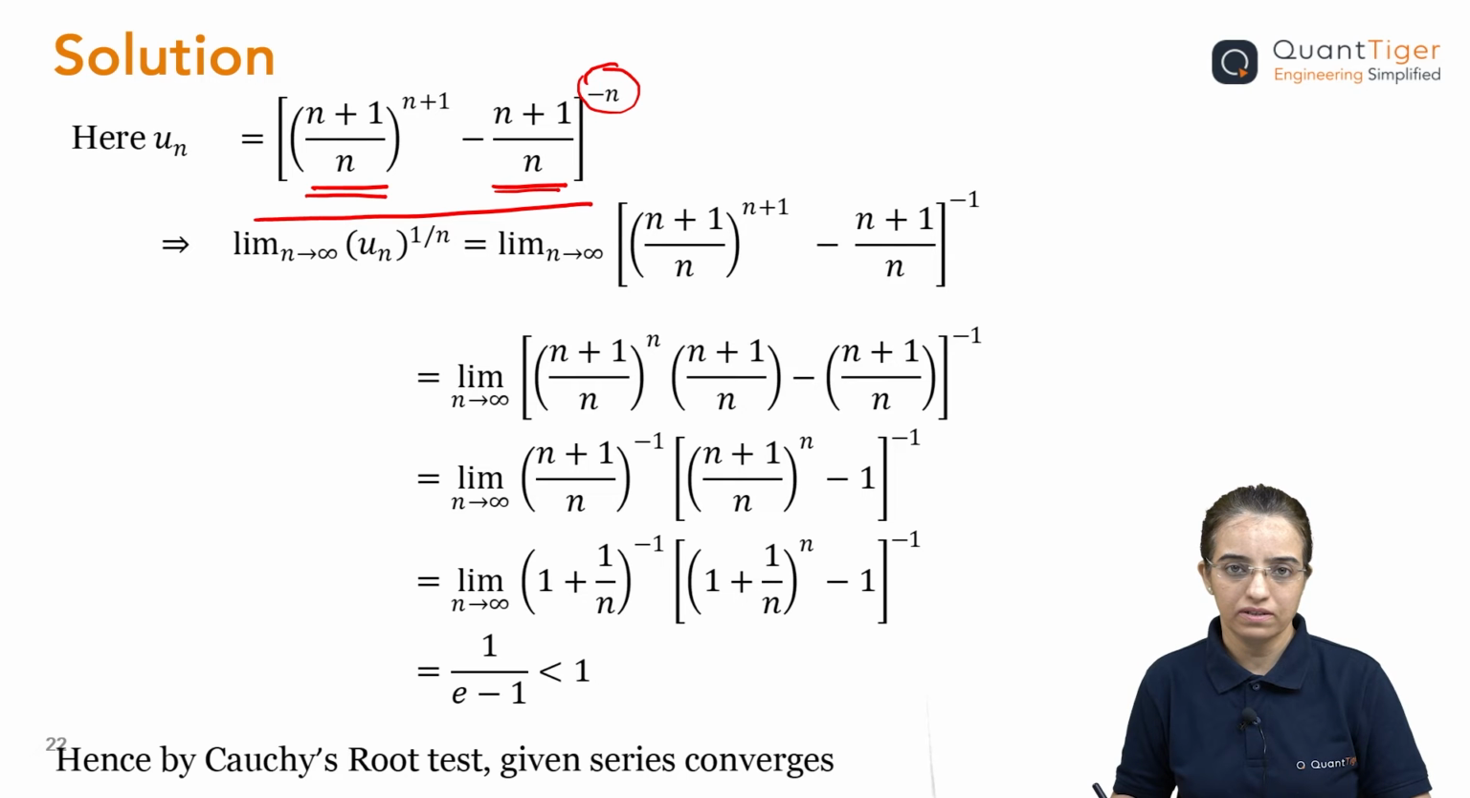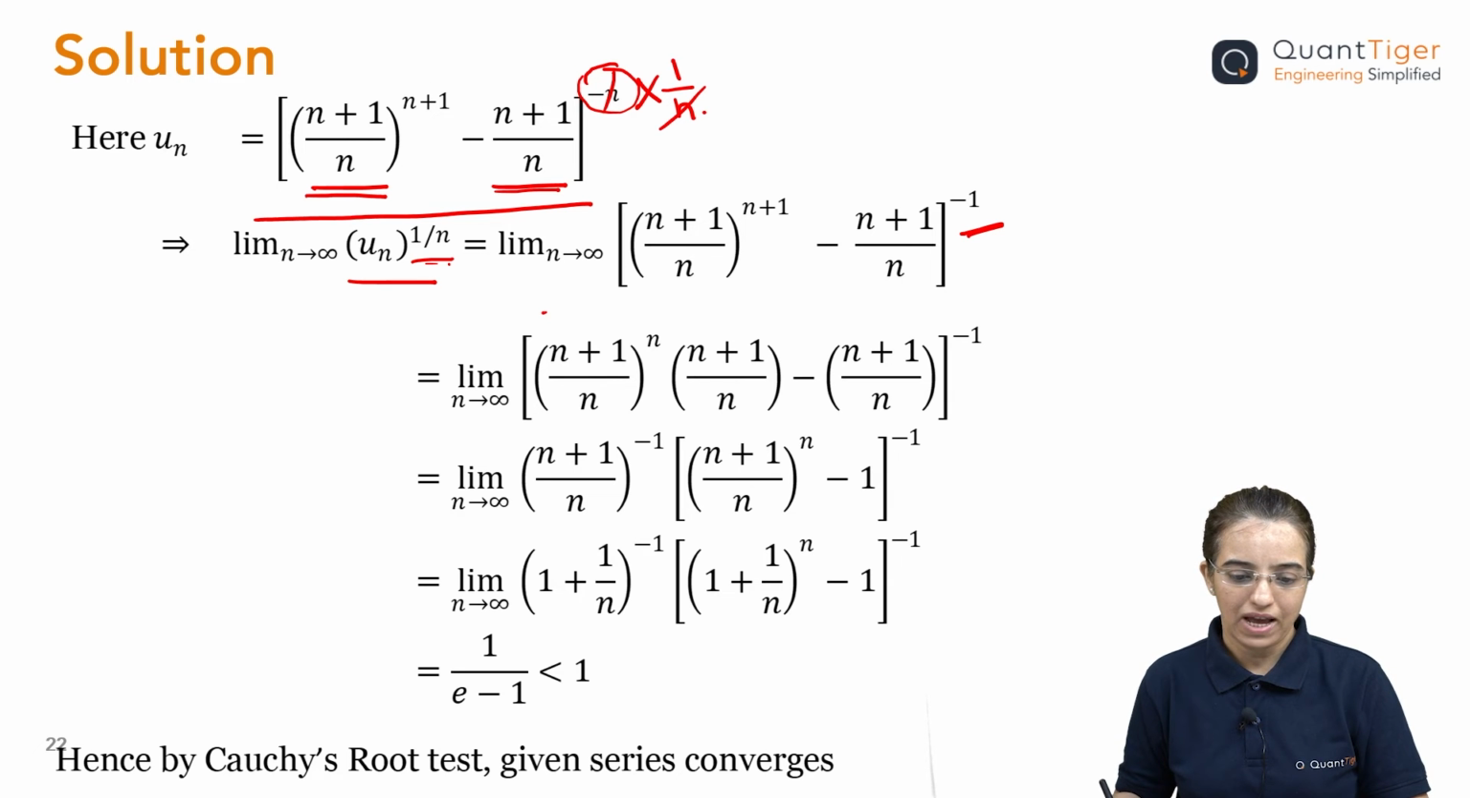Now the next step is to take the root of this u_n, that is, raise it to the power 1 by n. If I raise it to the power 1 by n, the n will cancel and I will get -1. The whole series is raised to the power -1. I have multiplied the power by 1 by n because we have to find the nth root of the given series.